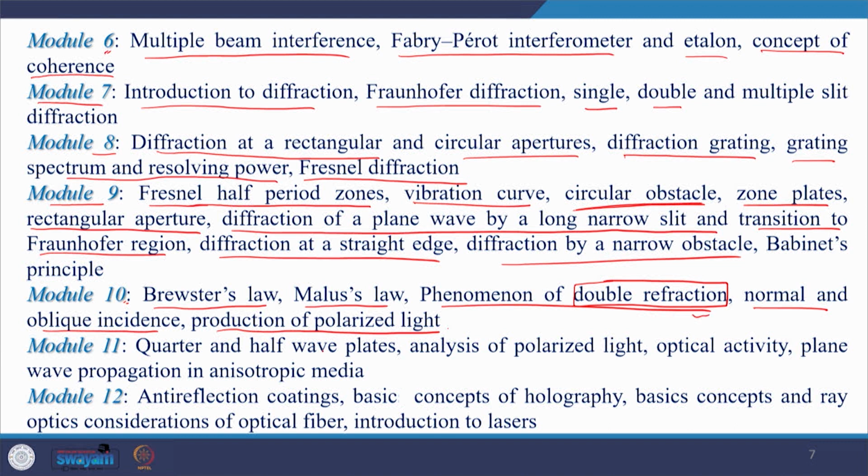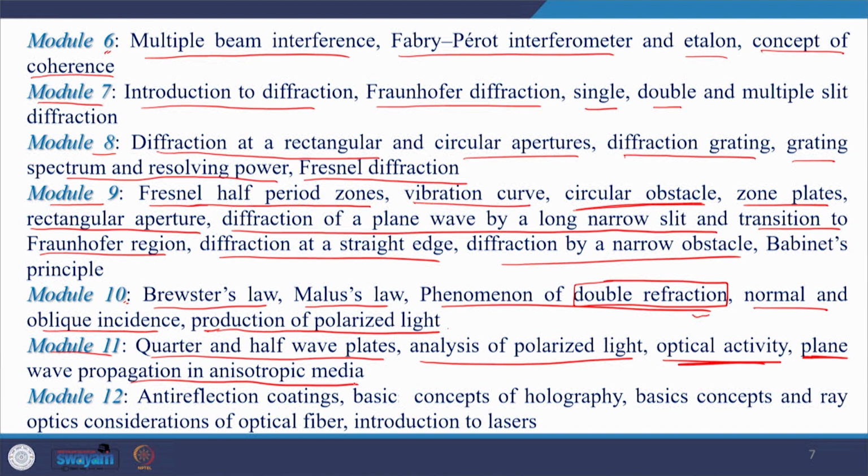And in module 11, quarter and half wave plates would be introduced, and then using these wave plates we will learn how to analyze a polarized light. If a light is given to us, then how to know what is the state of polarization of this light. This would be covered in module 11. Then we will talk about optical activity, and then a theoretical foundation would be introduced for wave propagation in anisotropic media.